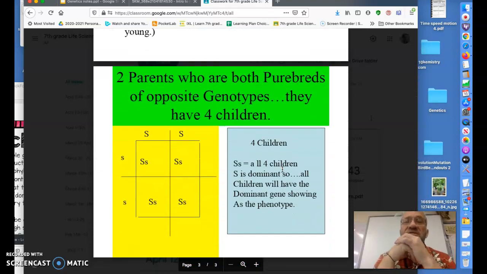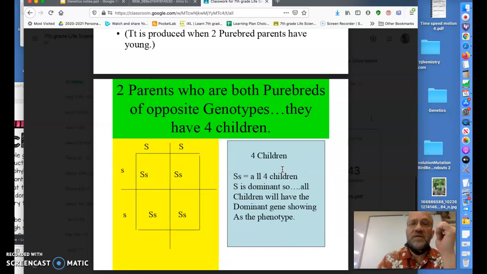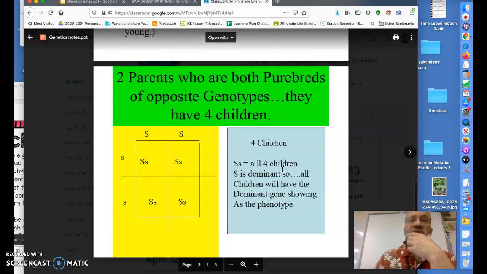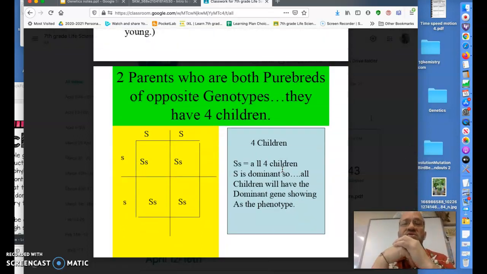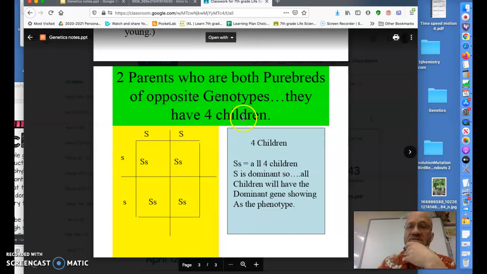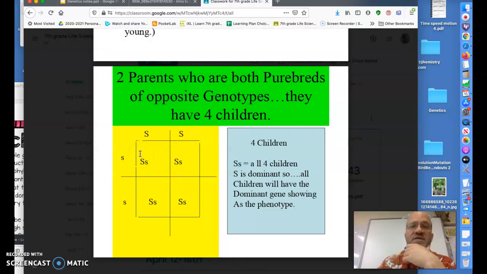Here is another couple things. So two parents who are both purebreds of opposite genotypes, they have 4 children. So genotype means that this is how you express that trait, with these letters. This is a genotype, okay? So if we're going to use, say, straight hair versus curly hair, right? You either get one or the other.